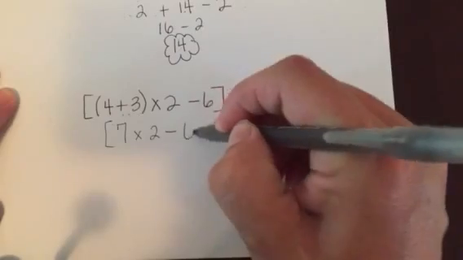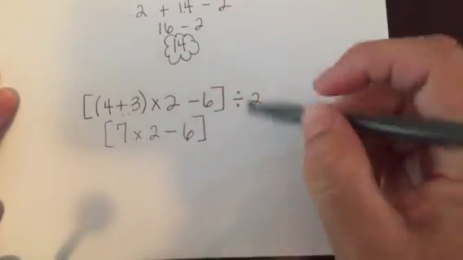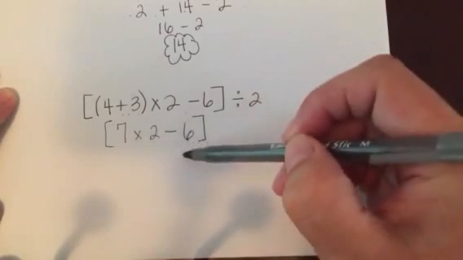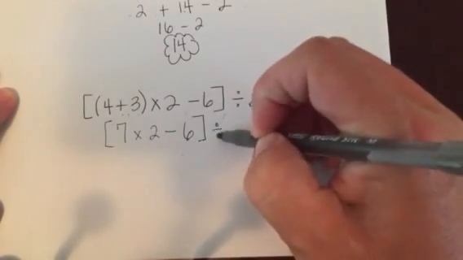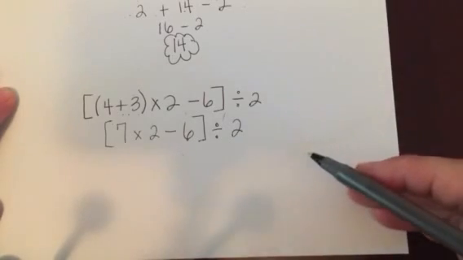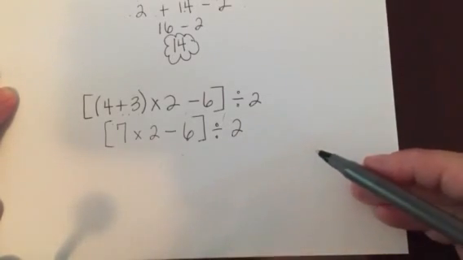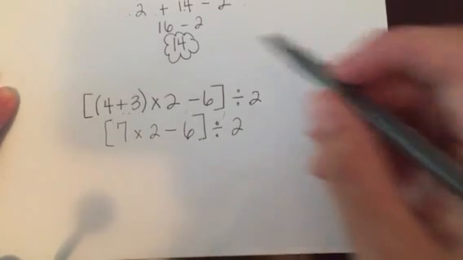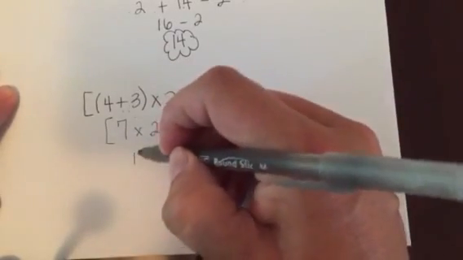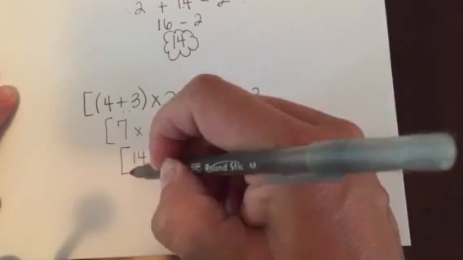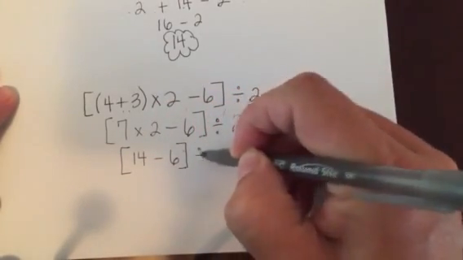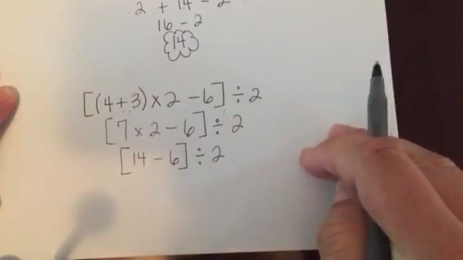I'm making sure to keep my brackets in place. So I got rid of the parentheses, but I want to keep my brackets because that still means I need to do that stuff first. So I don't want to lose those when I copy everything down. So I still have to work inside the brackets, and inside brackets you still have to follow the order of operations. So I'm going to do this multiplication first here, which is 14 minus 6, and again I'm keeping my brackets because I have to work inside those first.